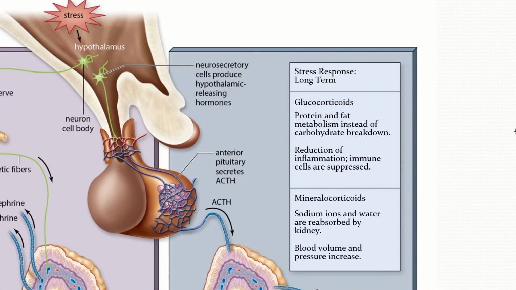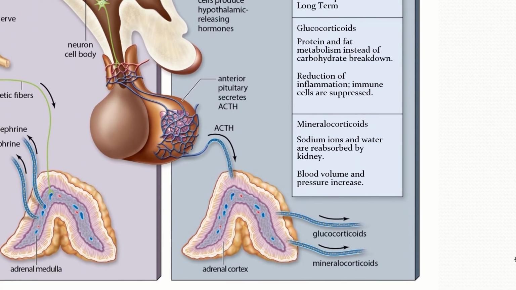The long-term stress response is caused by the glucocorticoids and the mineralocorticoids released by the cortex. Glucocorticoids will stimulate protein and fat metabolism instead of carbohydrate breakdown. It will stimulate the reduction of inflammation and the suppression of the immune system cells. Mineralocorticoids will cause sodium ions and water to be reabsorbed by the kidney, which will also increase blood volume and pressure.